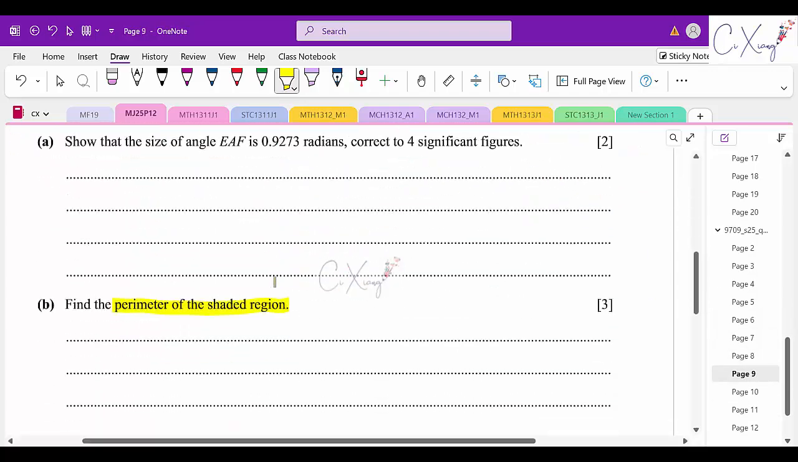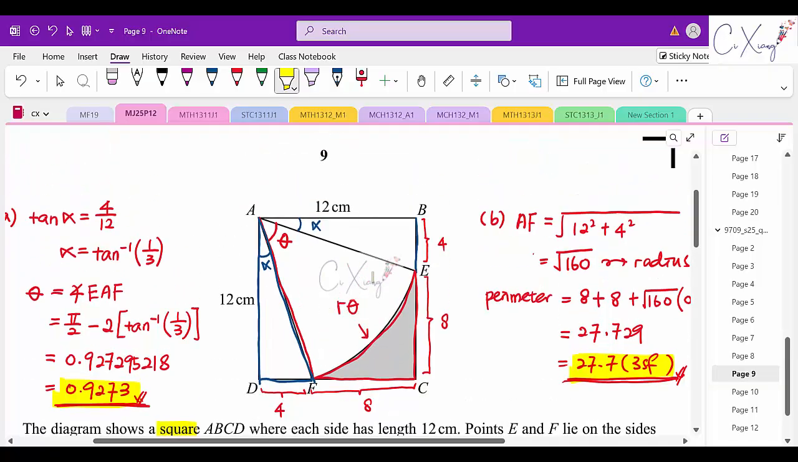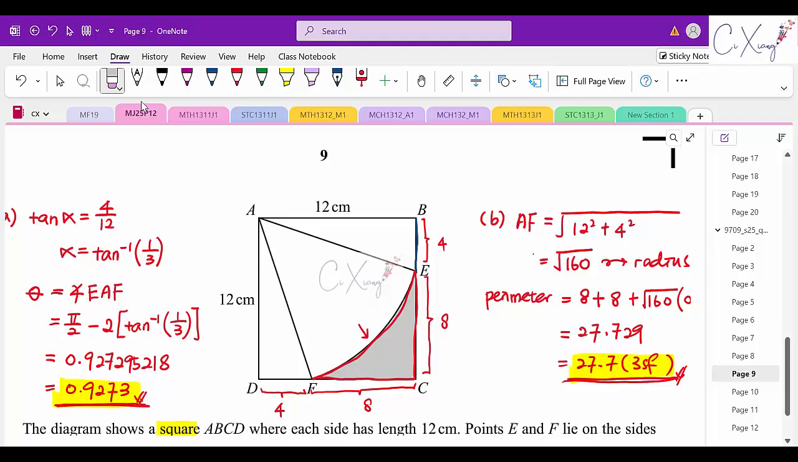Part C, I think we still have part C, right? Okay, find the area of the shaded region. Right, so go back to the diagram again. To find out the area of the shaded region, how can we find it out? There are also many possible ways for us to find it out.